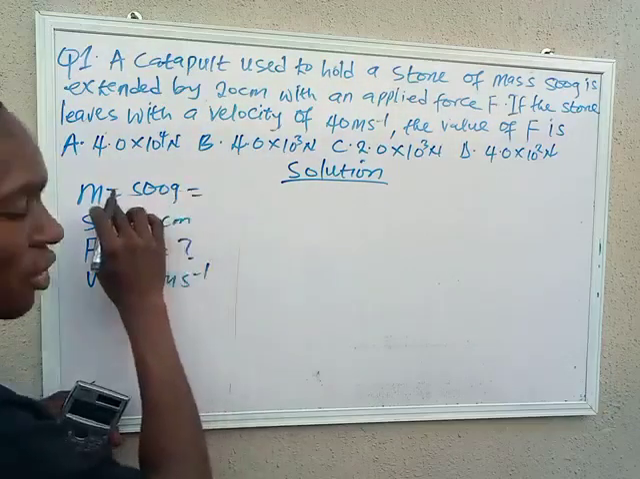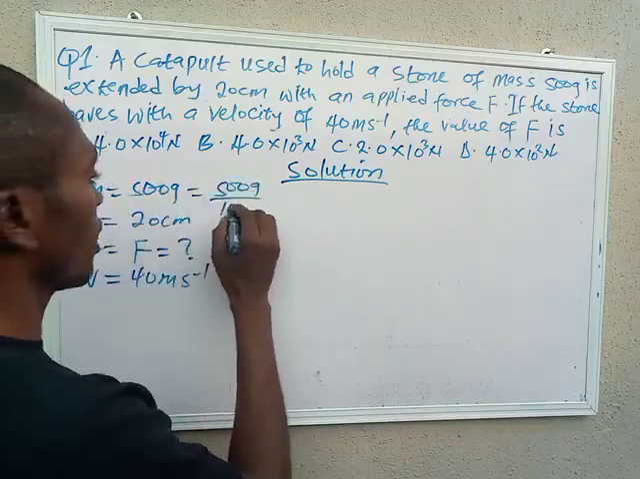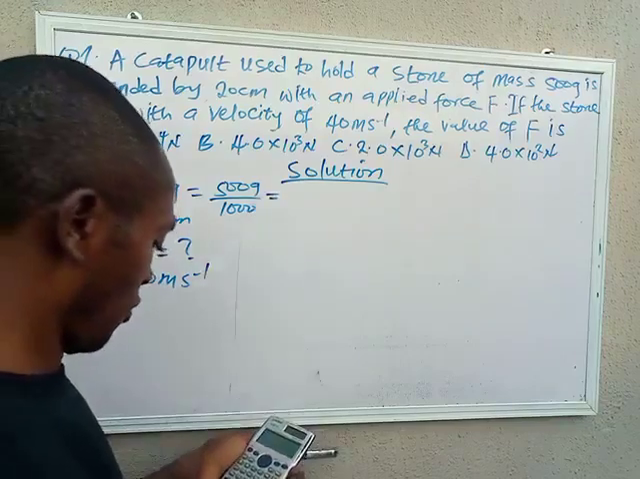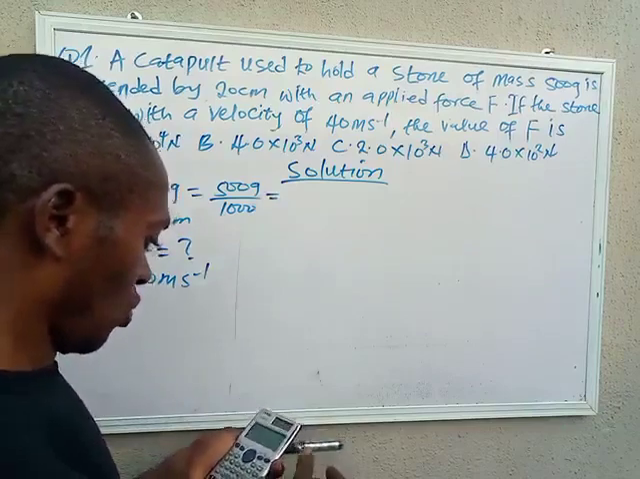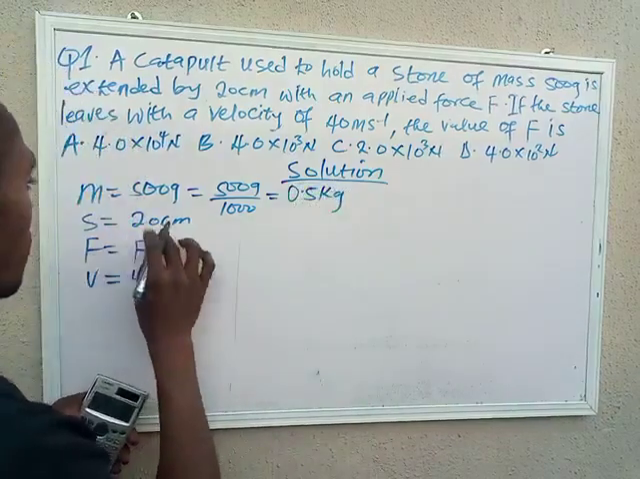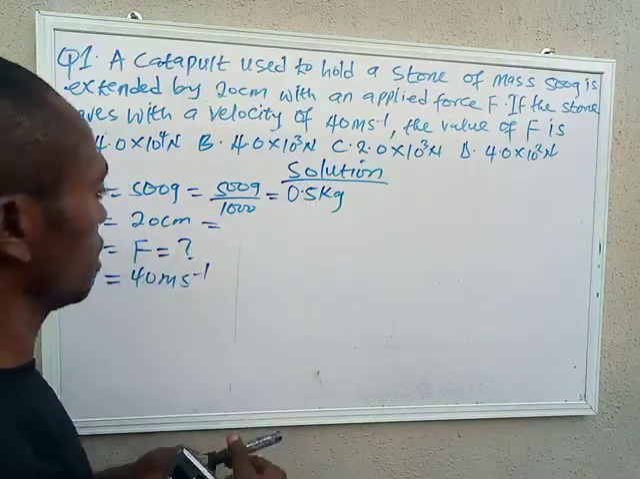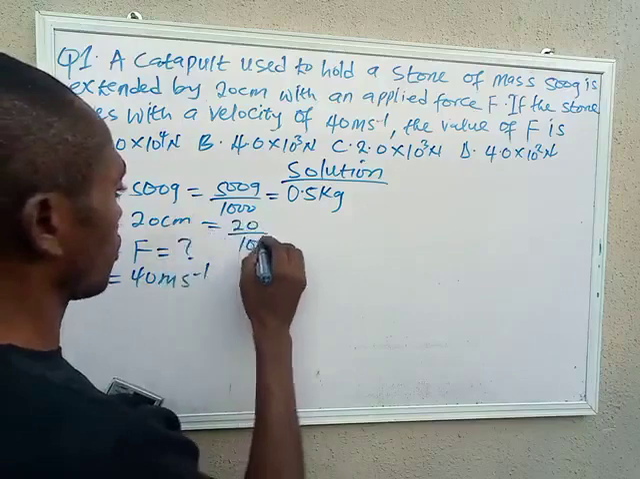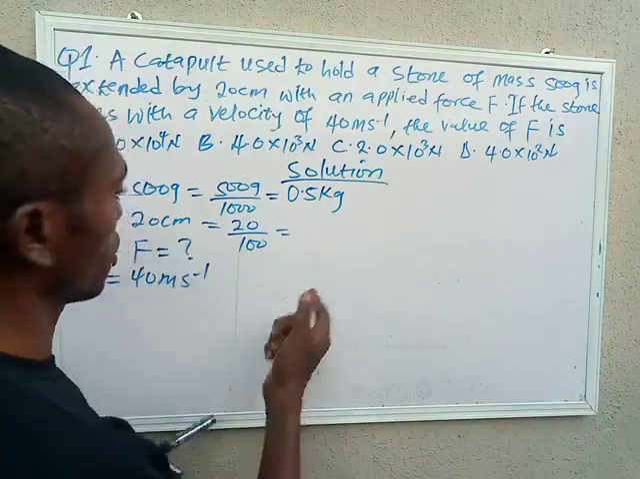The standard unit of mass is kg, so we divide by 1000. We have 500 divided by 1000, which gives 0.5 kg. The distance is also in centimeters, but the standard unit of distance is meters, so we divide 20 by 100, because 100 centimeters gives us 1 meter.